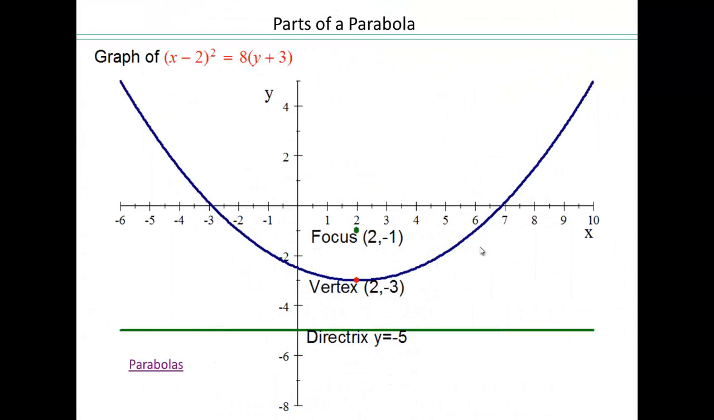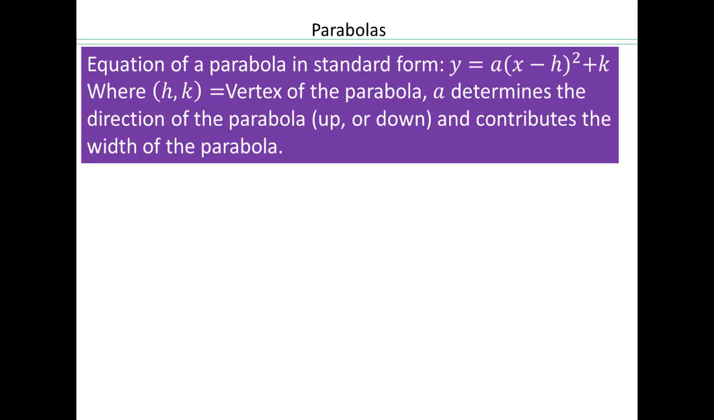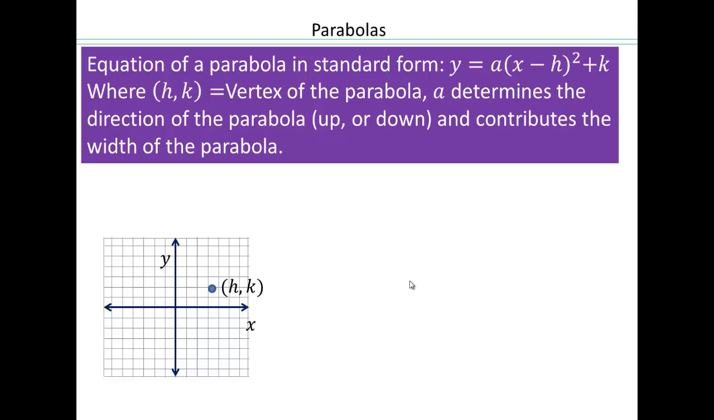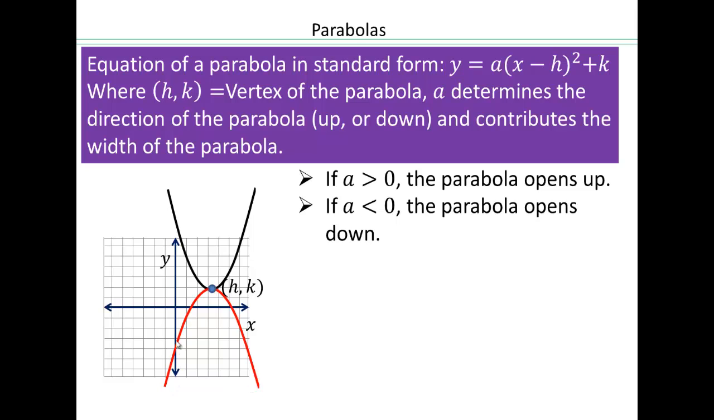All right, so let's put it all together and take a look at what it really means. If you have the equation of the parabola written in this form, a(x - h)² + k, which is what we've been used to when we were doing transformations, it is called the equation of a parabola in standard form. (h, k) is your vertex. a determines the direction of the parabola, up or down, but it also contributes to the width of the parabola. So let's review quickly what we've seen. If a is bigger than 0, the parabola opens up. Here's (h, k), which is your vertex. If a is less than 0, the parabola faces down.